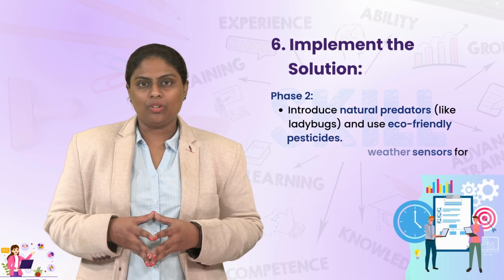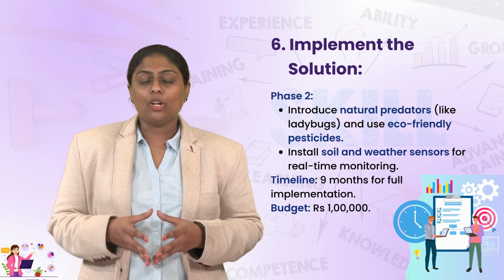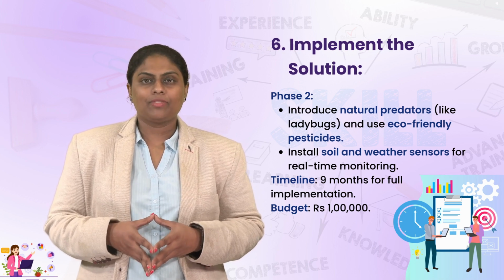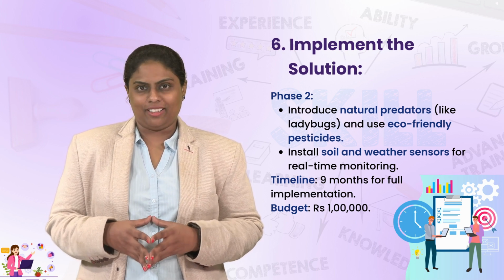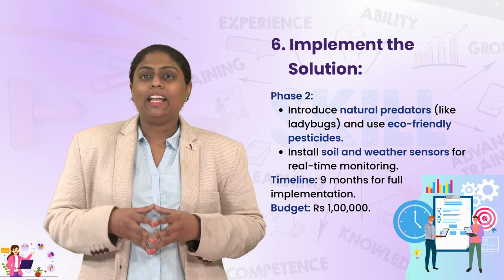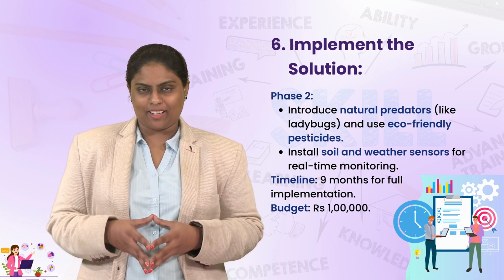Phase 2 includes introducing natural predators like ladybugs, and using eco friendly pesticides. Install soil and weather sensors for real time monitoring. Timeline includes 9 months for full implementation. Budget is rupees 1 lakh.